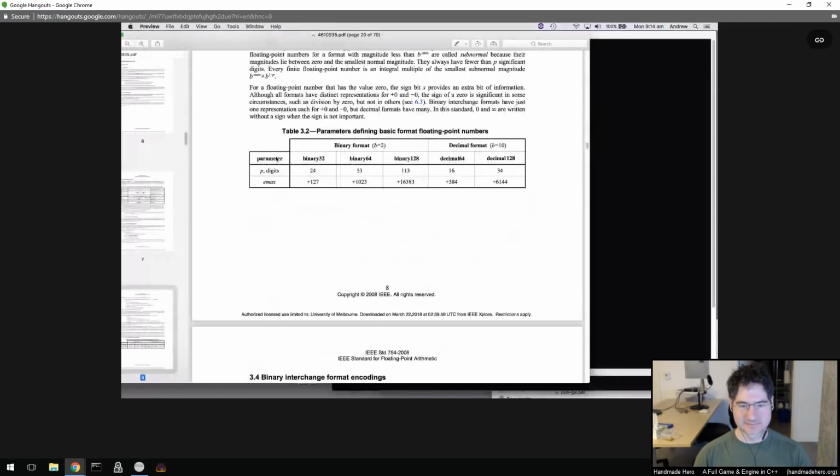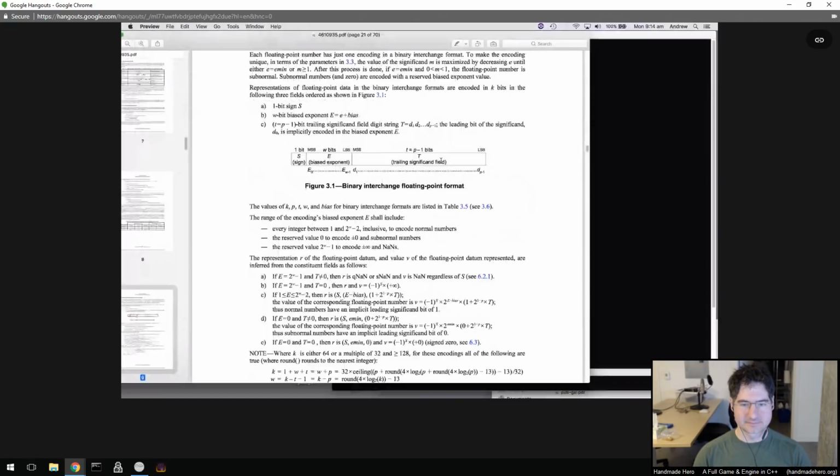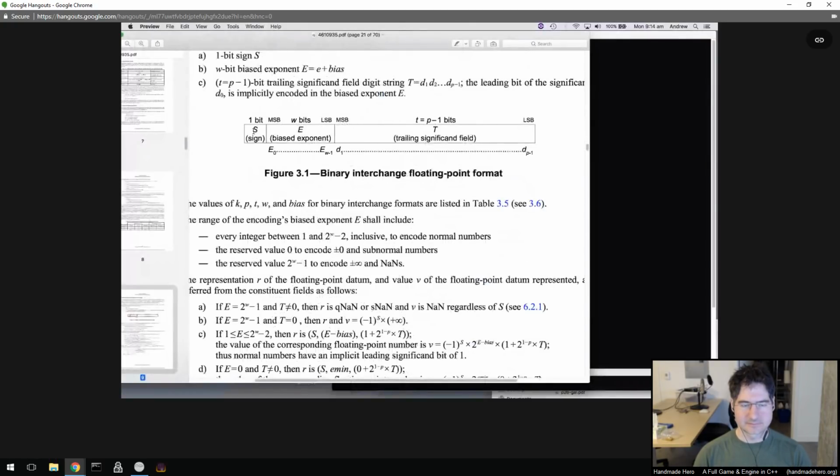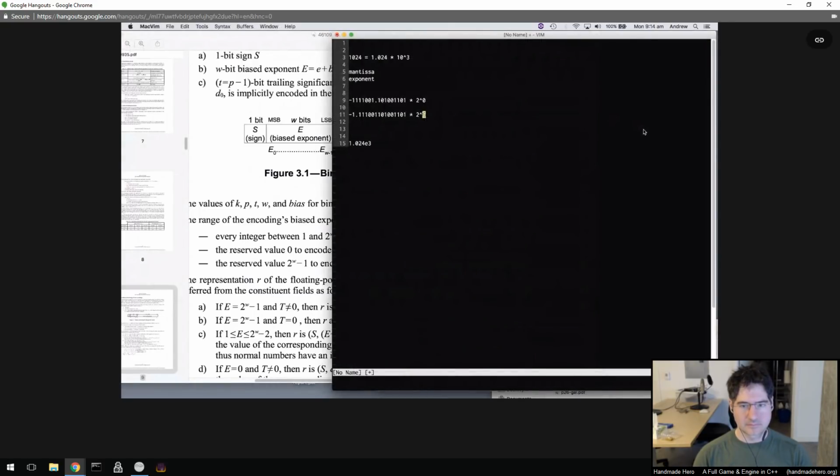Here we go. This is what I'm looking for right here. So this is the format. We have 1 bit which represents sign. It's 0 if the number is positive and 1 if the number is negative. This is the exponent field. And the way we represent that is in a field that's W bits in size. Now, in the case of binary 32, which is what Handmade Hero calls real 32.